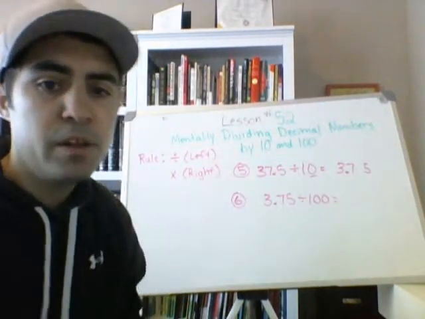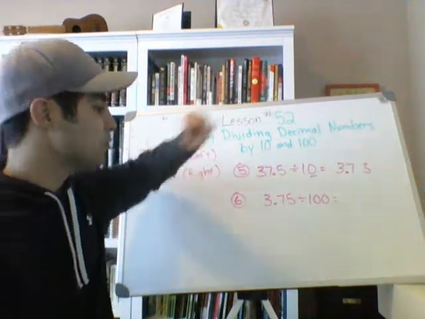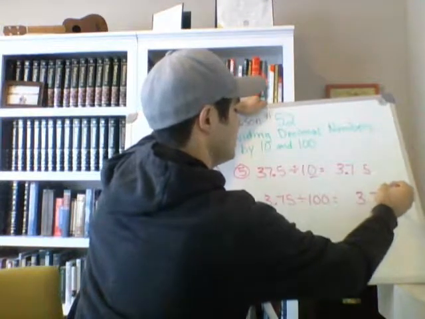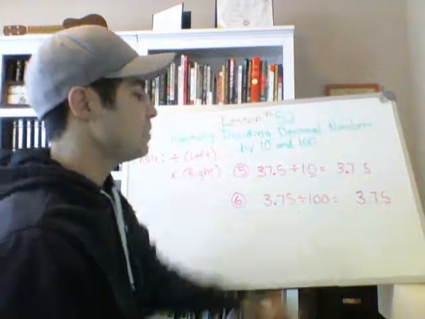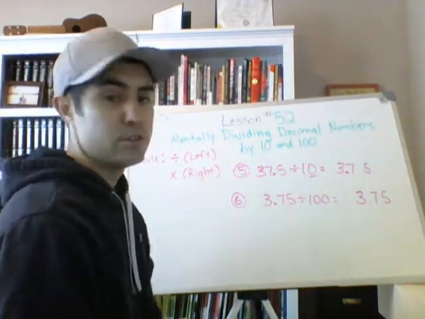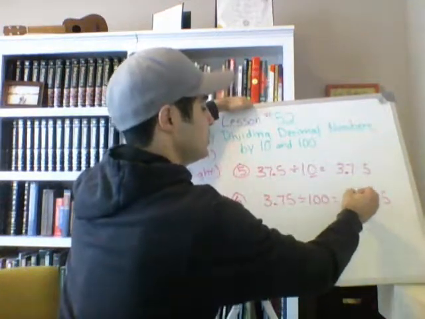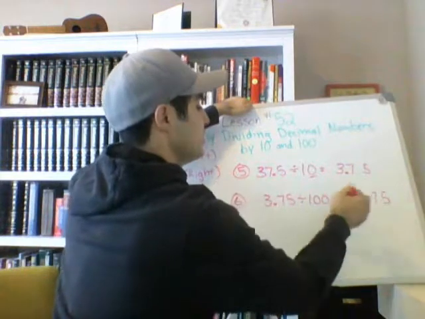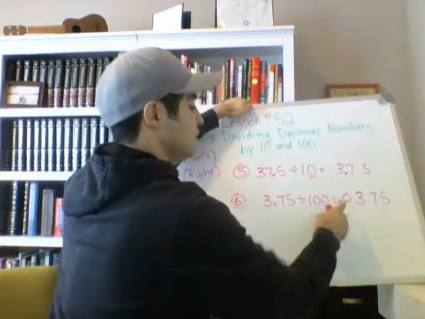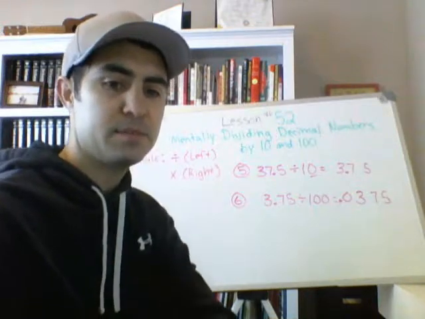Alright, last problem. 3 and 75 hundredths divided by 100. Well, since we're dividing, the decimal point is going to go to the left. So you're going to write this problem, 3 and 75 hundredths. And how many places will the decimal point go to the left? Well, it depends on how many zeros. The 100 has 2 zeros, so we're going to move the decimal point 2 places to the left, which means you're going to need a placeholder 0. Okay, so the decimal point is now going to go in front of the 0. So this is 375 ten-thousandths.